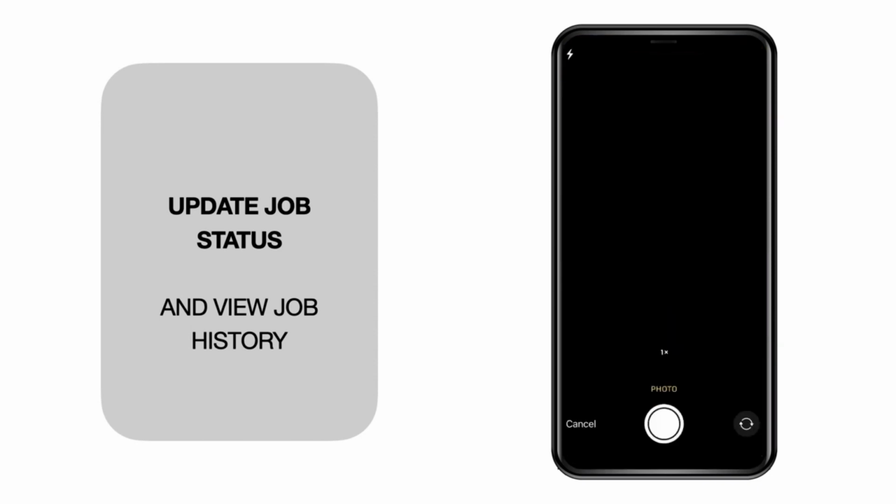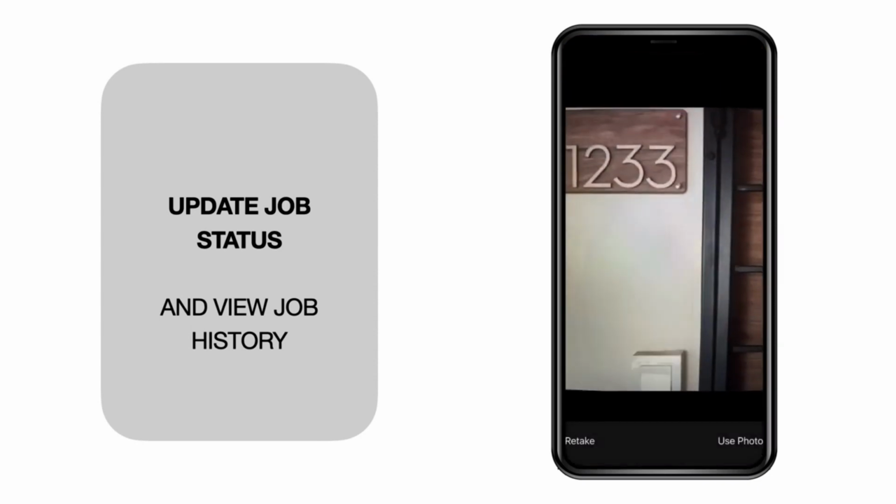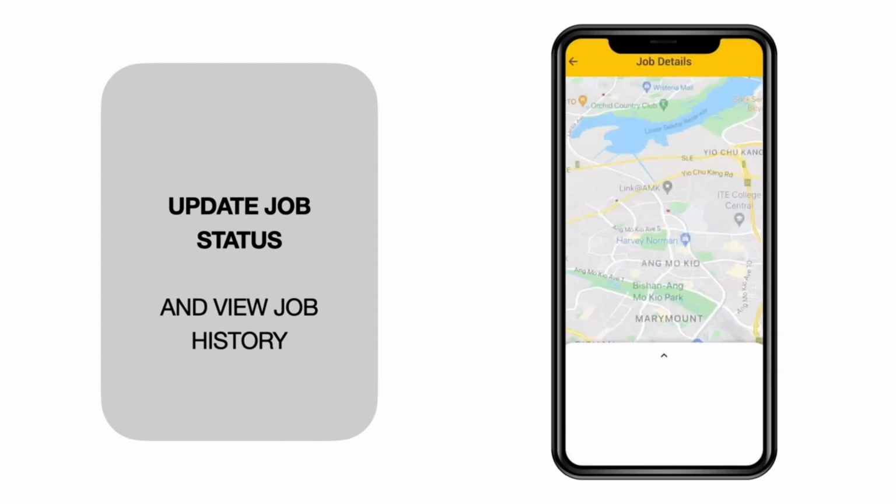For delivered jobs, get the receiver signature, and upload a photo as proof of delivery. Tap the History tab to view completed jobs.